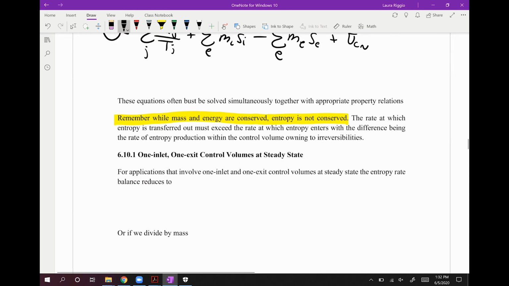Also, I want to remind us again that while mass and energy are conserved, entropy is not conserved. Entropy is actually produced. So the rate at which entropy is transferred out must exceed the rate at which entropy enters, with the difference being the rate of entropy production.